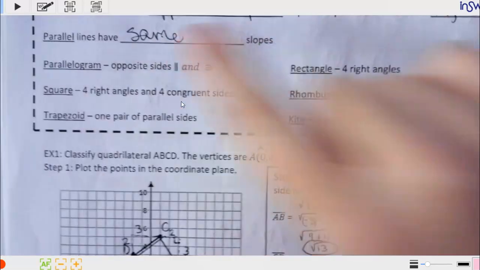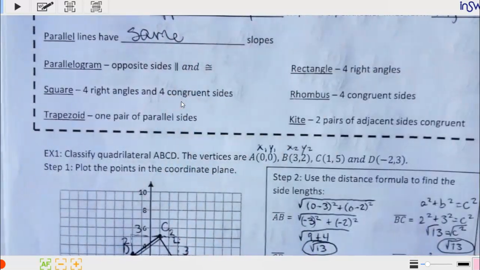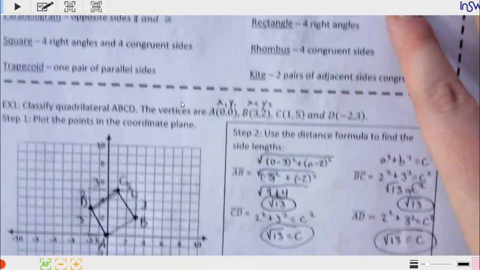It's not going to be any of these. It's not going to be parallelogram, rectangle, trapezoid, or kite. It can only be a rhombus or a square. So let's continue on.